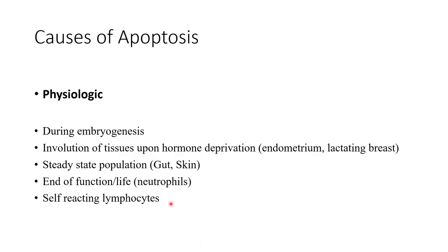السيلف رياكتنج lymphocytes اللي هي lymphocytes خلال عملية تطورها ممكن يصير في أخطاء، فهاي الليمفوسايت تصير سيلف رياكتيف، يعني تتفاعل مع خلايا الجسم نفسه، تهاجم خلايا الجسم نفسه. إذا ظلت موجودة هاي الليمفوسايتس ممكن ينتج عنها autoimmune diseases. So the best way to get rid of these self-reactive lymphocytes is by apoptosis.